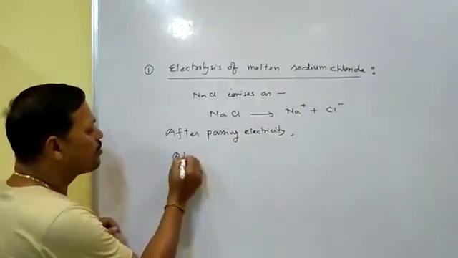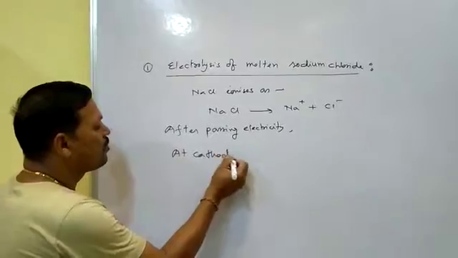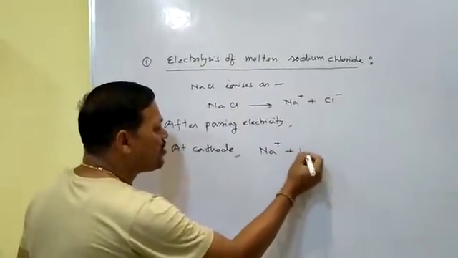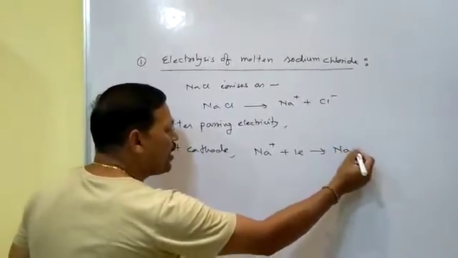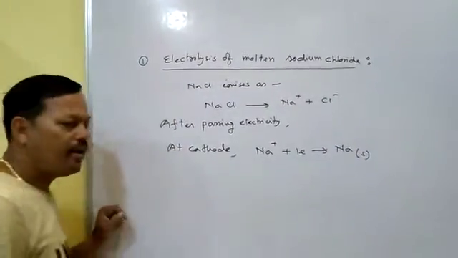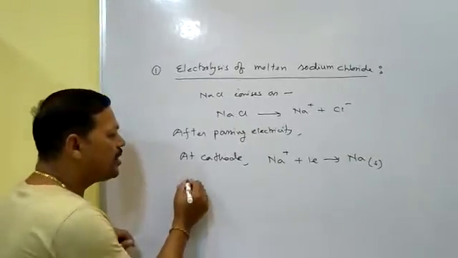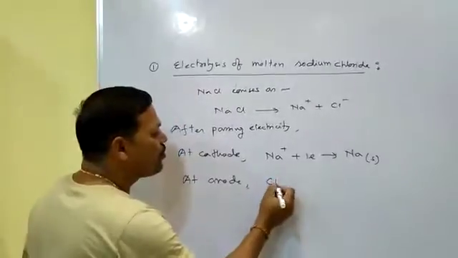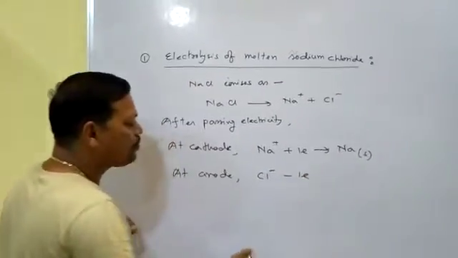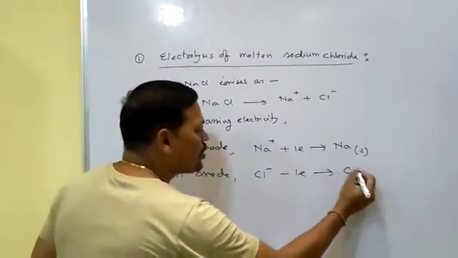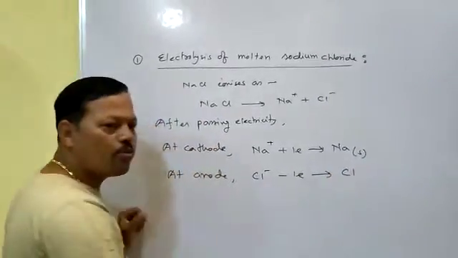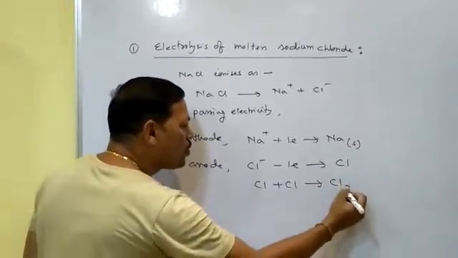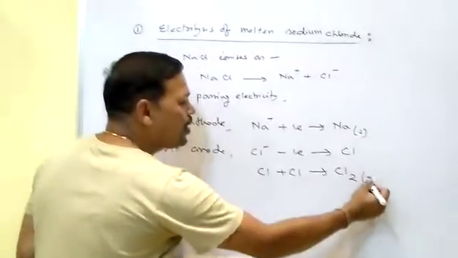So at the cathode, the sodium ion will move and gain one electron and produce solid sodium, and that solid sodium will be deposited at the cathode. Similarly, at the anode, Cl- ion will move, it will release an electron and produce Cl. As you know, atomic form of chlorine is unstable, that is why two chlorine atoms combine to form a chlorine molecule. I mean, you will get chlorine gas.